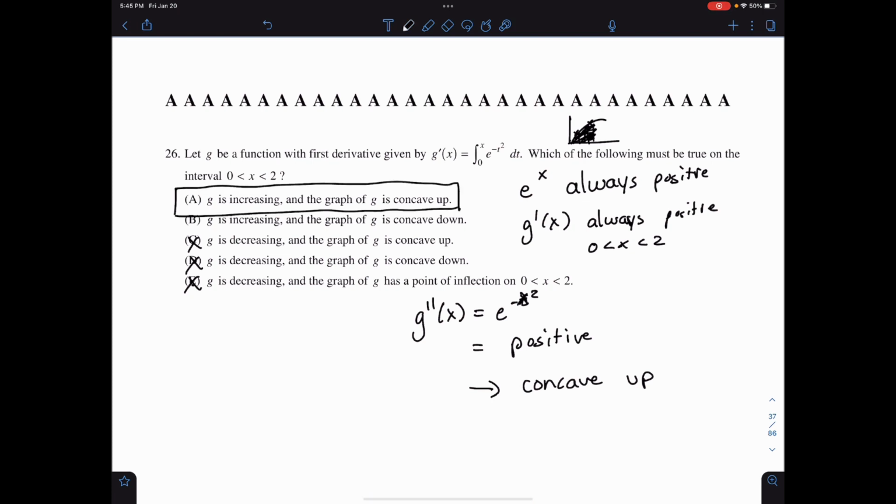Now, if you're struggling with this part here, like how do I know it's concave up? I'll be releasing more videos that talk about the concavity from derivatives to help you visualize it. But for now, you just need to know that if the second derivative is positive, it is concave up. And if the second derivative is negative, it's concave down.